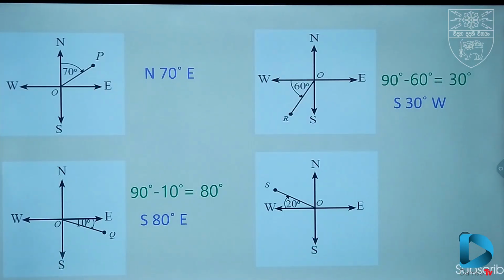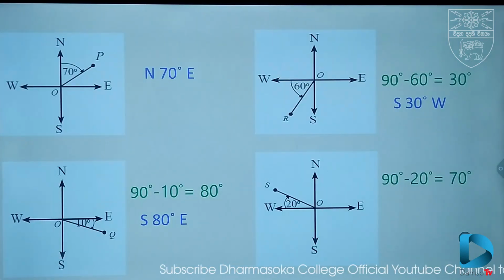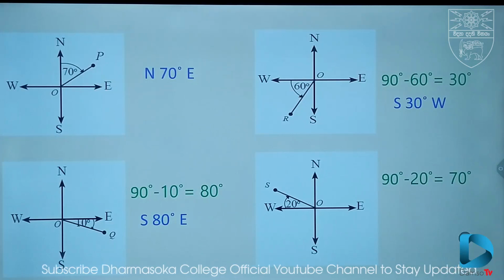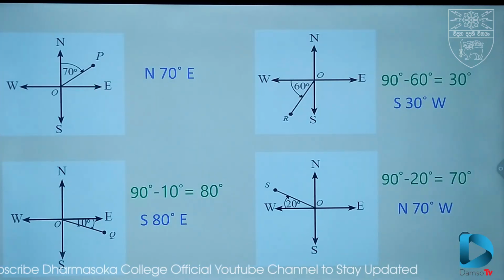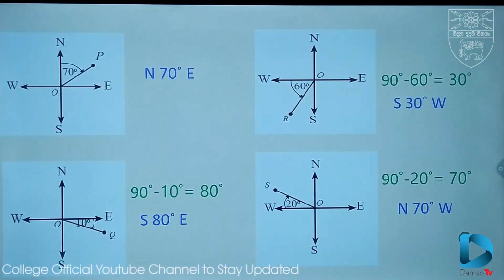In here also you have to find the relevant angle. 90 subtract 20, that is equal to 70 degrees. 70 degrees west of north. This is the way of writing that one. N 70 degrees W.